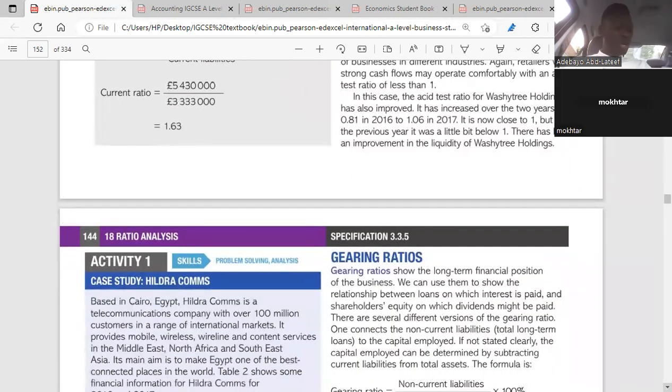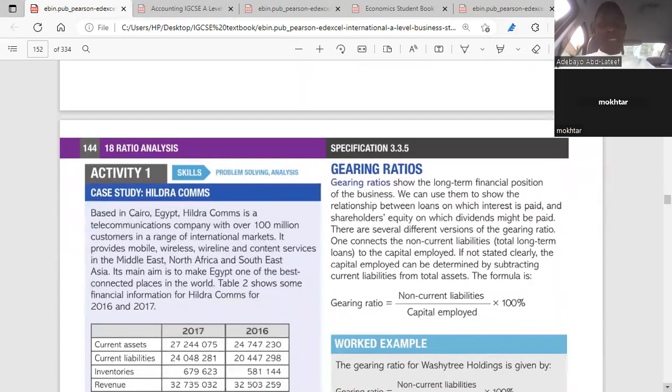Then you have the activity 1. But before going to the activity 1, I will quickly explain gearing ratio. For gearing ratio, I wrote, it shows the long-term financial position of the business. So for gearing ratio, what do we use it for? We use the gearing ratio to know the extent of debt a business is having when it comes to its financial position.